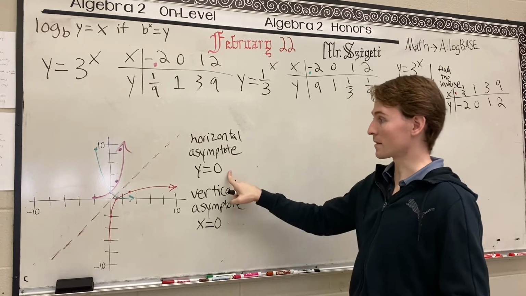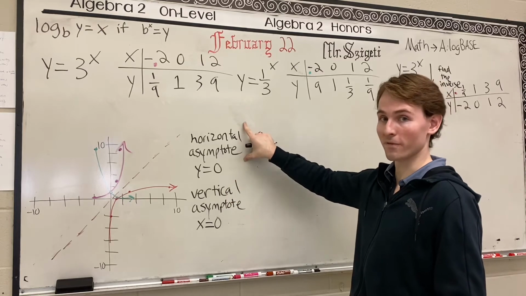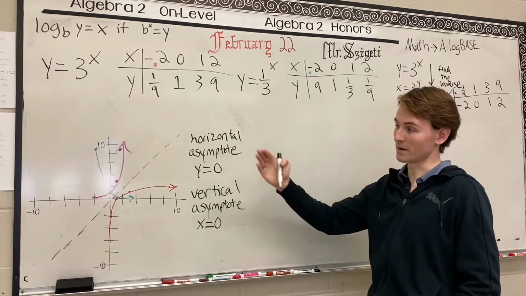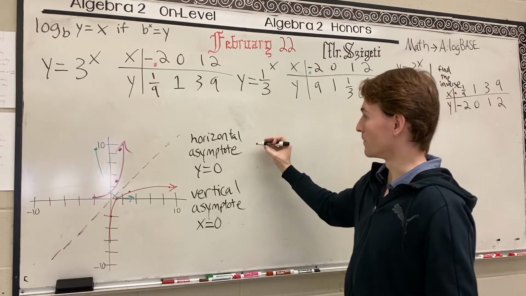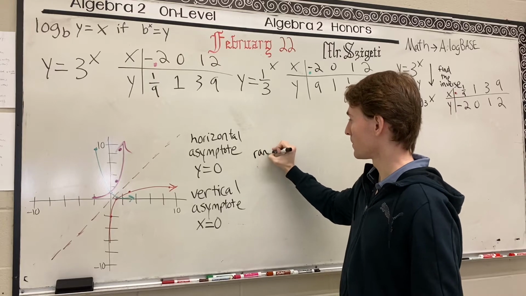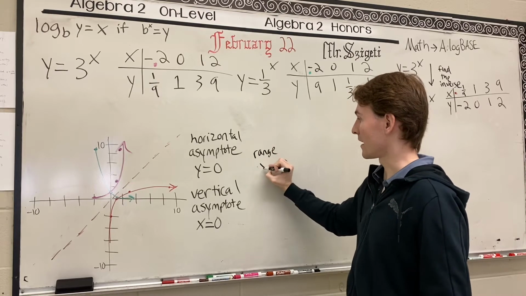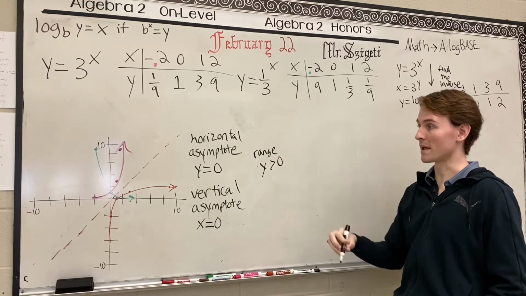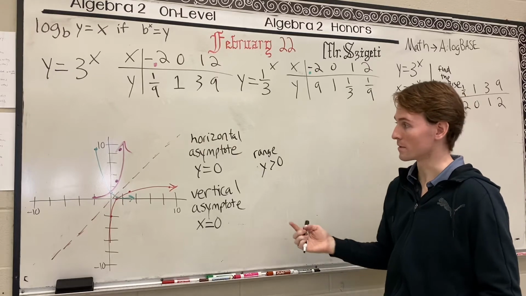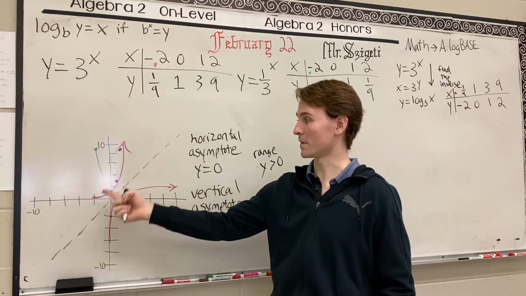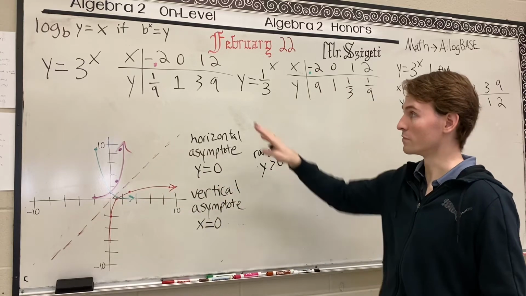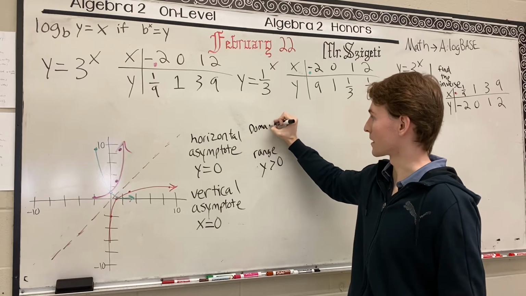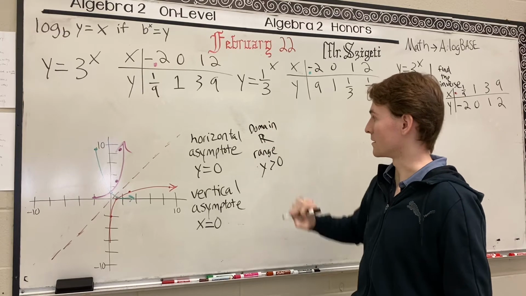So since the horizontal asymptote is preventing the range or the y values of our exponential functions from going below 0, it's safe to assume that the range must be y is greater than 0. So that would be our range, and our domain is all real numbers. So all the x values for these exponential functions would be able to result in a y value. So the domain of exponential functions is all real numbers.